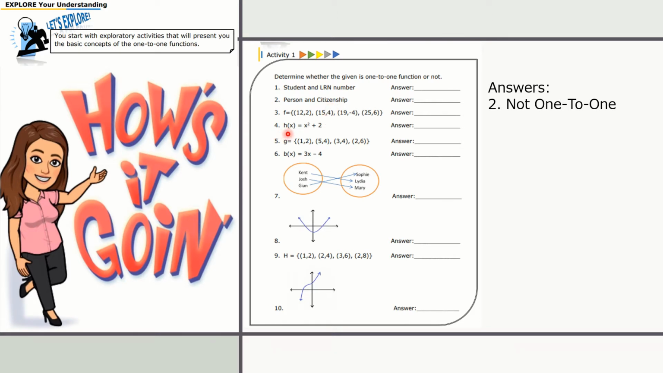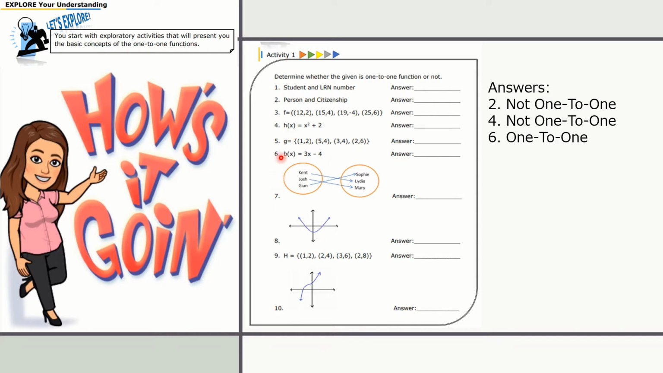We are given the function h of x equals x squared plus 2. In the previous lesson in Module 1, we have learned that this is a function. But is it one-to-one? Recall that when you input any x value here, it will produce two kinds of y, the positive and the negative square root. Then, that's it. We can say that it's not one-to-one. Let's go on to number 6.